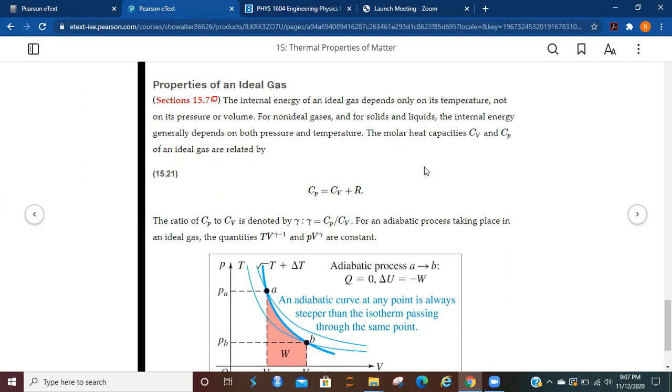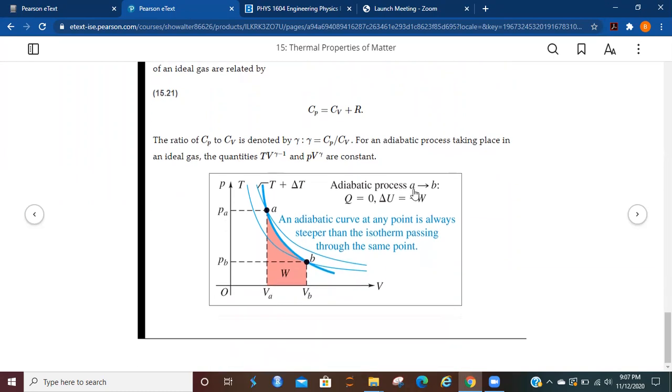For an adiabatic process taking place in an ideal gas, the quantity T times V to the gamma minus 1 and P times volume to the gamma are going to be constant. You can see the adiabatic process here as it goes from A to B, and an adiabatic curve at any point is always going to be steeper than the isotherm passing through the same point.